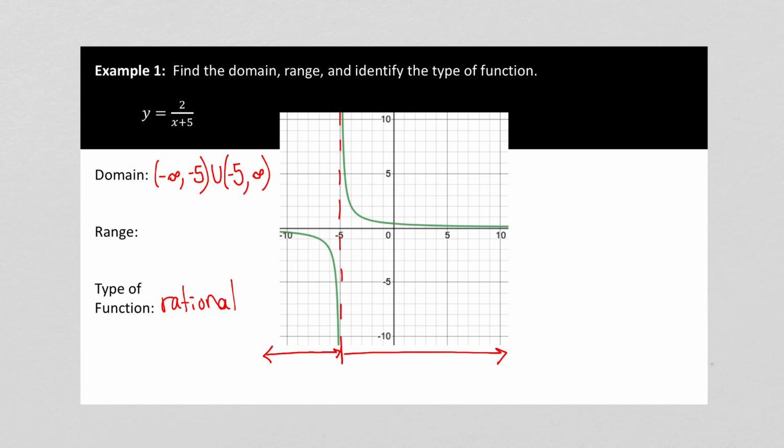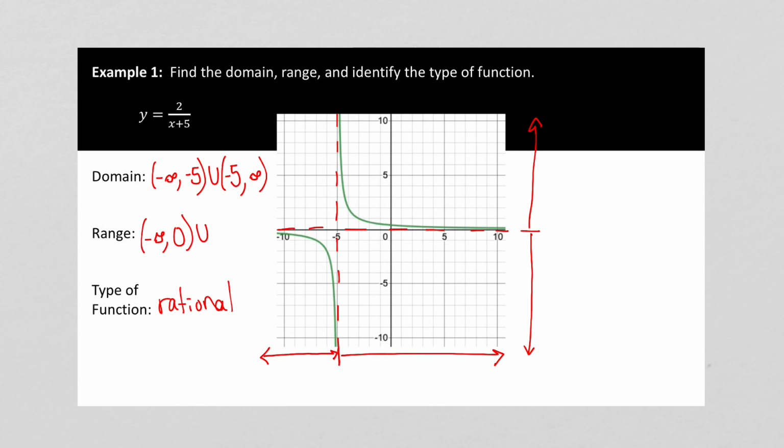Then range, we're coming up from down below, and it looks like we stop around 0 and then pick up and keep going from there. So we're starting from negative infinity, and we have a horizontal asymptote at 0, so it's not included, and then picking up from 0, which is not included, to infinity.